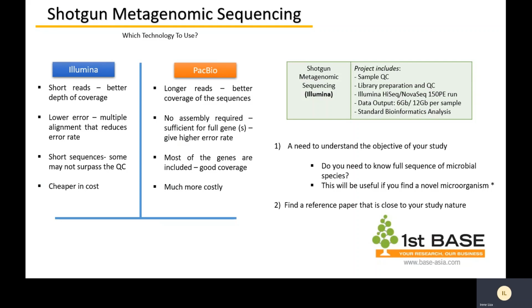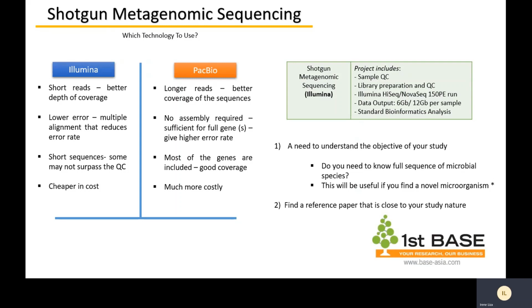For short sequences in Illumina, some of them may not even surpass QC. The reason is that these short reads may sometimes be even shorter, so in the first filtering step itself, some of these sequences are lost. In that case, perhaps some information of the genes you may lose. Illumina is definitely cheaper in cost. Now, when we look into PacBio, PacBio does not need any assembly because of the larger length that it can sequence. So literally you have information sufficient for many genes. Because there's no assembly, it tends to give a higher error rate coming from the sequencing itself. Again, because it's a longer read, most of the genes are included, therefore it gives good coverage. But PacBio is always much more costly.